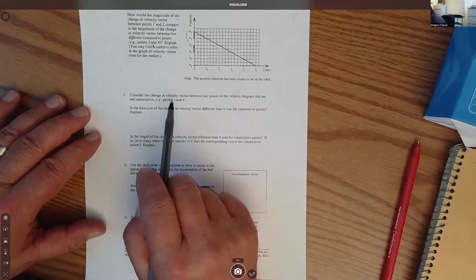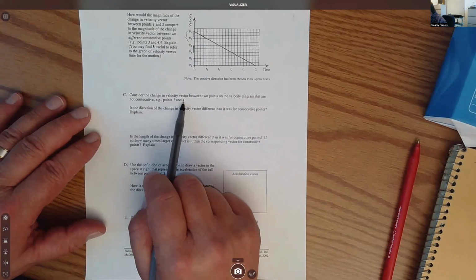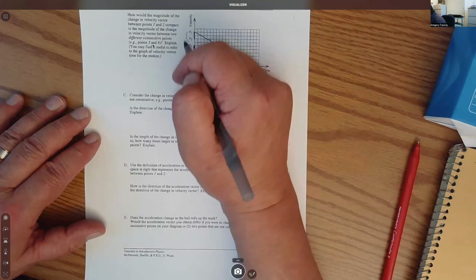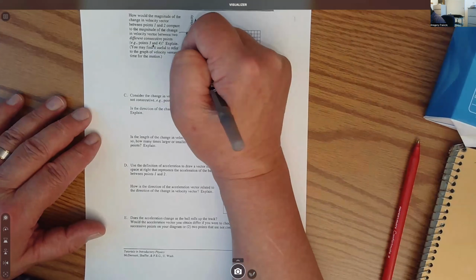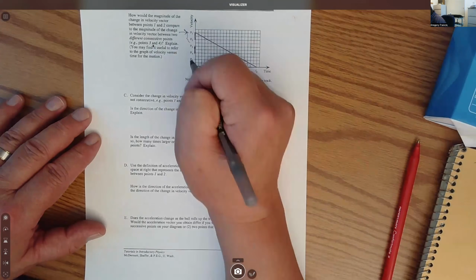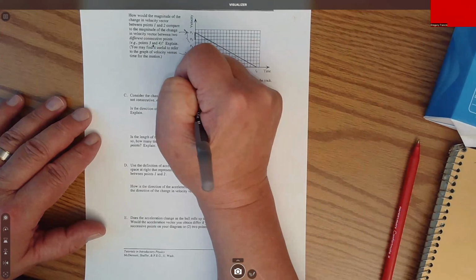Now, what if we had gone all the way from 1 to 4? What if we had gone from this velocity here to this velocity there?